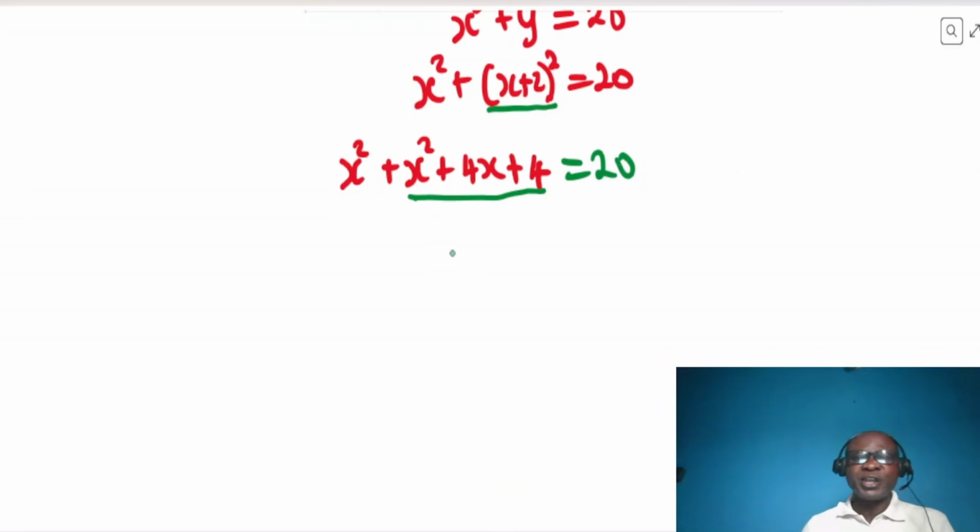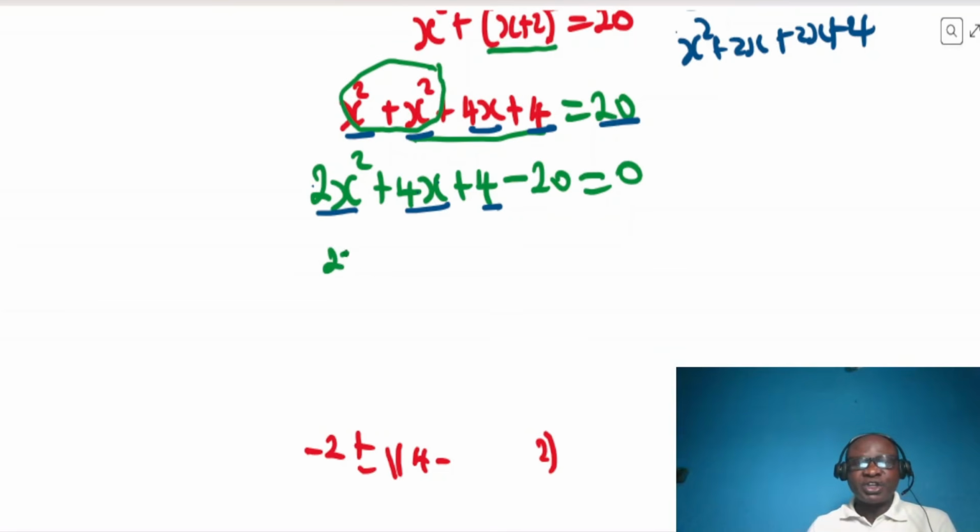Therefore, at this point, it is now a variable of x only. There is no y again. That makes it easier. That means I am going to add these two together, because they are both raised to power 2. So what I will now get is 2x squared plus 4x. Then this will now change to minus 16 equal to 0.